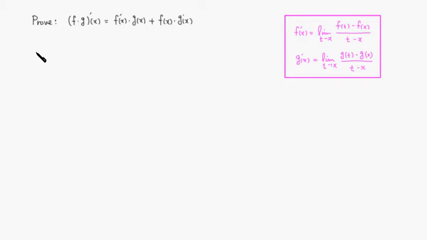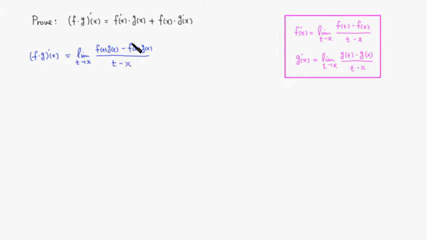By definition, the derivative of f times g is the limit, as t approaches x, of f of t times g of t minus f of x times g of x, all over t minus x.